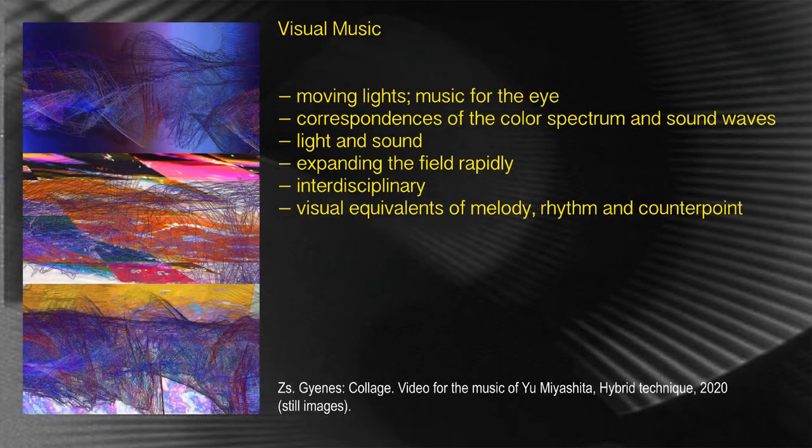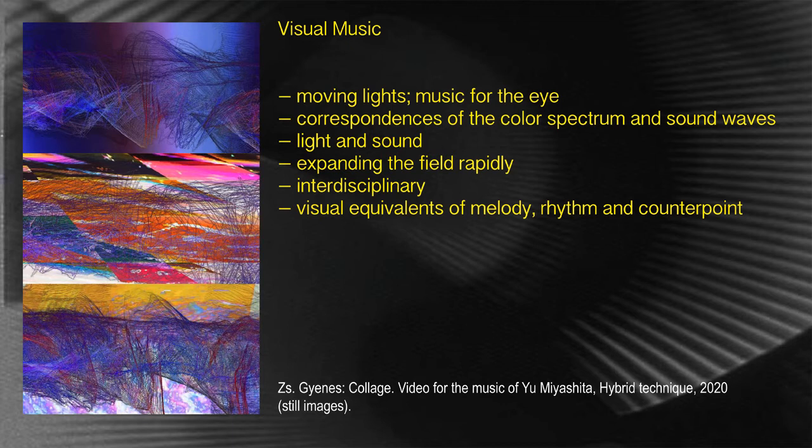Since ancient times, artists have longed to create with moving lights music for the eye, comparable to the effects of sound for the ear. The origins of visual music can be found in the correspondences of the color spectrum and sound waves, music in color, and sound in light. There are differently formed visual structures that can be called visual music. It's exciting that so much new work and attention are expanding the field rapidly and elevating visual music to new levels of cultural and aesthetic significance.